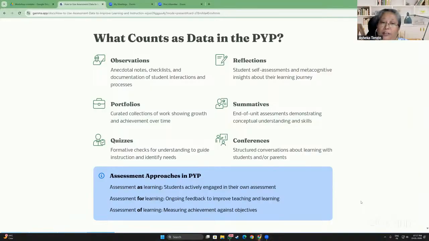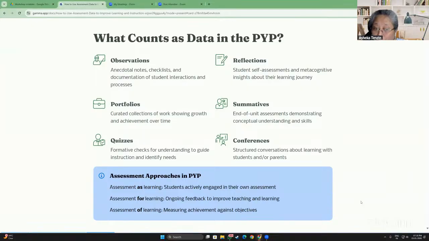So what are the different assessment approaches in the PYP? Now, this is not just PYP, MYP, DP, CP, all, Cambridge also. So what are the different types of assessments? You have assessment as learning. So assessment as learning would be peer assessment and self-assessment. They actively engage in their own assessment, or they help in the assessment of their peers. When they are doing the peer assessment also, they are learning twice, right?